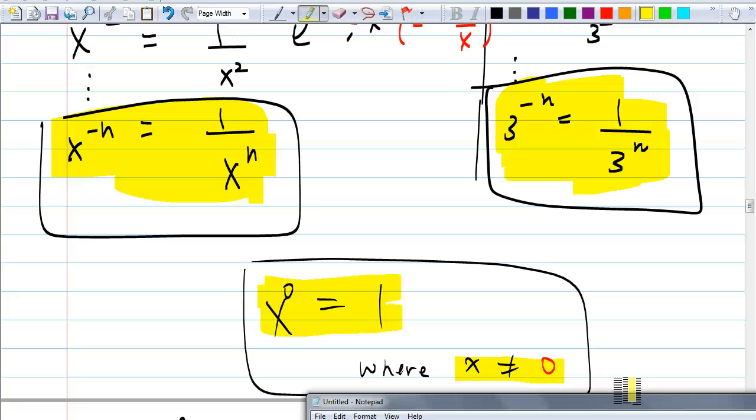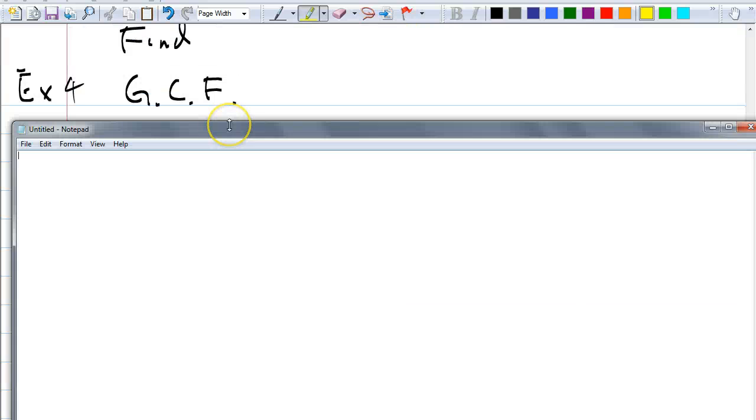And so knowing these, we can actually do some dividing of these monomials. Any questions? May I move on? Let's do some examples then. We'll start with a review.